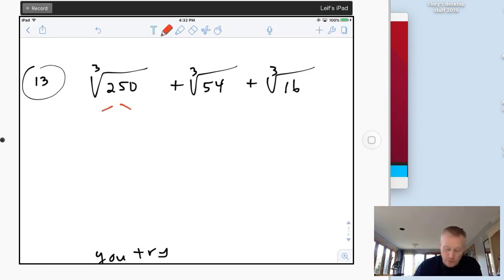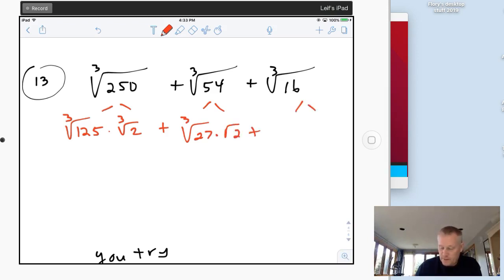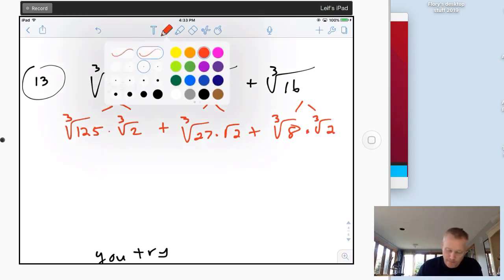So perfect cubes that go into 250 once again. 125 times the cube root of 2. 54, 27 times 2. And 16 is cube root of 8 times cube root of 2. So they're all cube root of 2's here.